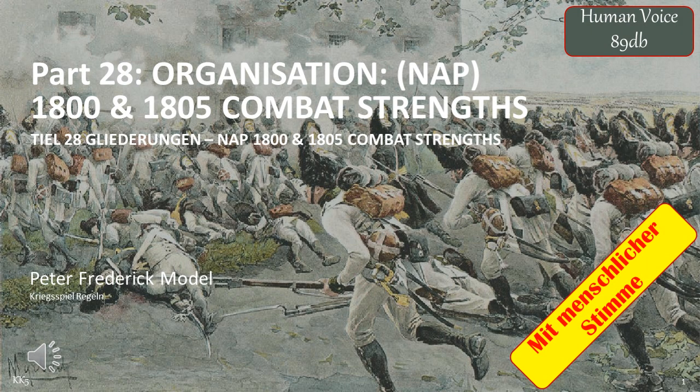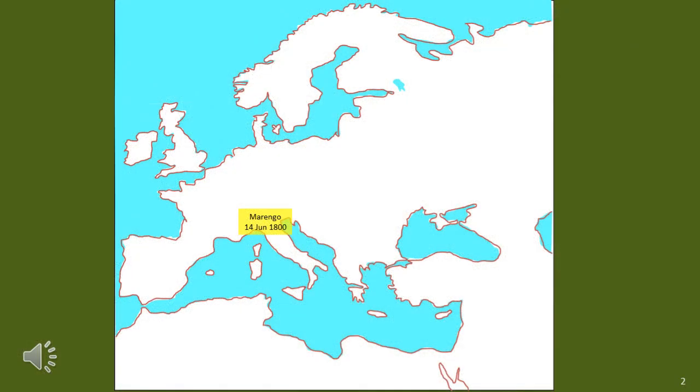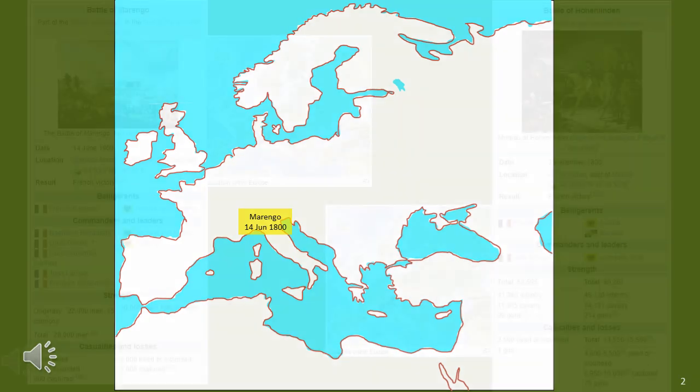Welcome to yet another exciting video, in this case part 28 of my organisation series of videos. In this video, I will look at the estimated combat strengths of the armies which fought in 1800 and 1805. Beginning with 1800, in this analysis I'll be looking at the two main battles which occurred in this year, starting with the Battle of Marengo in June.